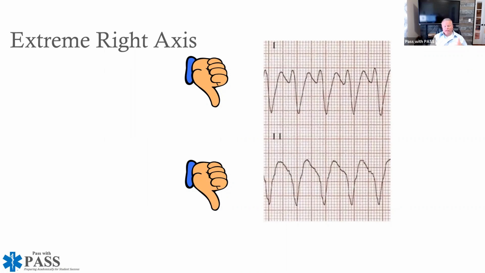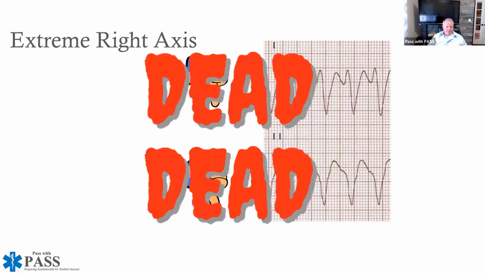So just simply looking at lead 1 and lead 2 and doing down and down, 2 thumbs down, not good. We call that dead, dead. All right. So that's the thumbs method.